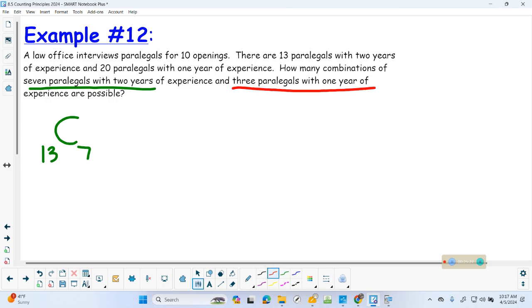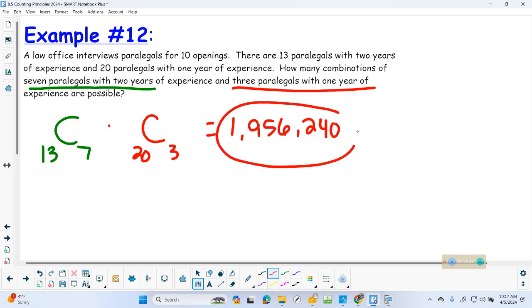Okay, 3 paralegals with 1 year. How many total paralegals are there to pick from that have 1 year experience? 20, and we are selecting 3. And of course we're going to multiply those together. I punched it in earlier, obviously you get a large answer, 1,956,240. Any questions on that? Too easy. Okay, you guys are up. Try this last one.